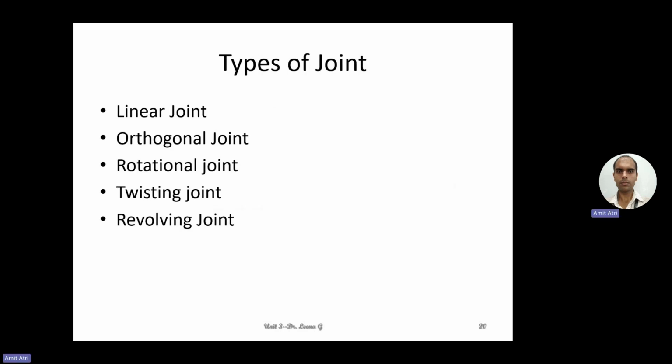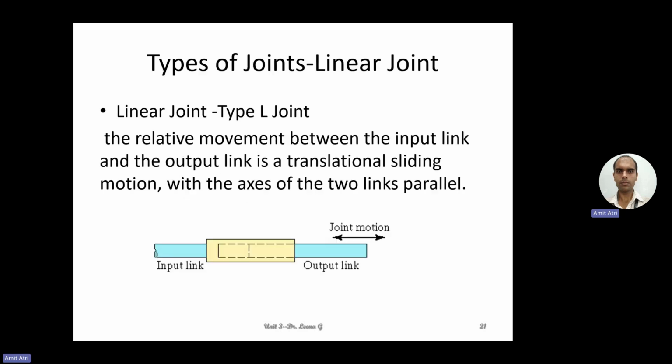Now coming to the types of joints. So linear joint, orthogonal joint, rotational joint, twisting joint, and revolving joint. Now let us cover each of them briefly. So the linear joint or the type L joint. Linear means only linear movement. Like in the diagram it is shown, the output link can move only left or right, so in or out. The relative movement between the input link and the output link is a translational sliding motion. Here in this case, it is only left, right. The axes of the two links are parallel.